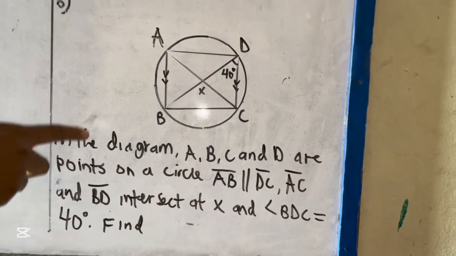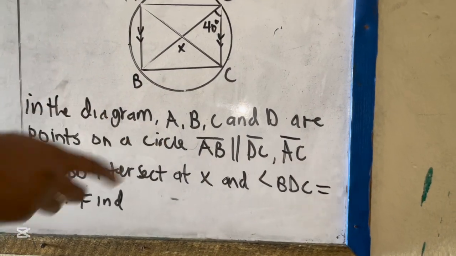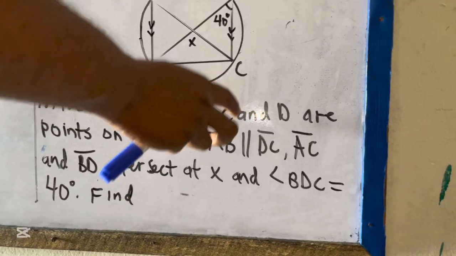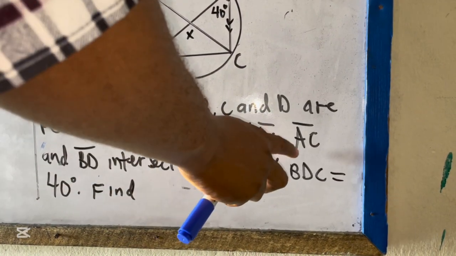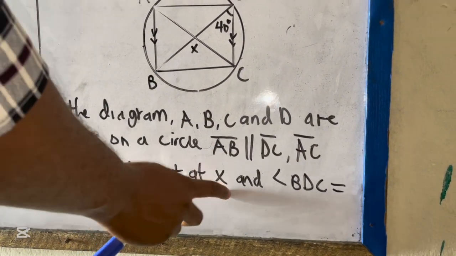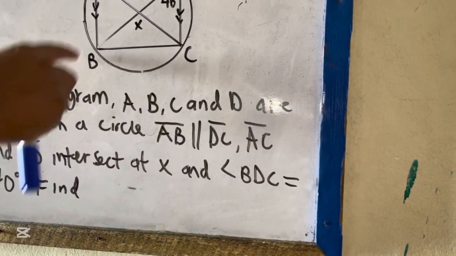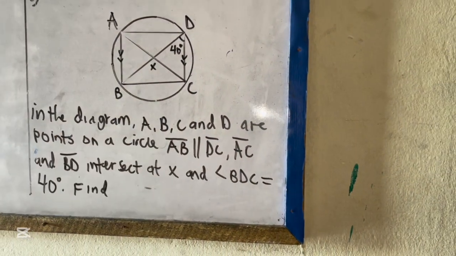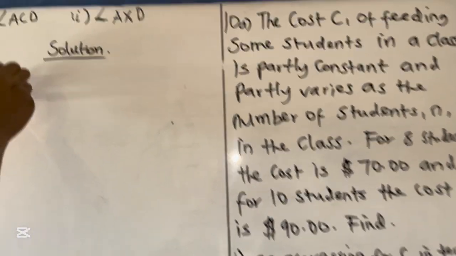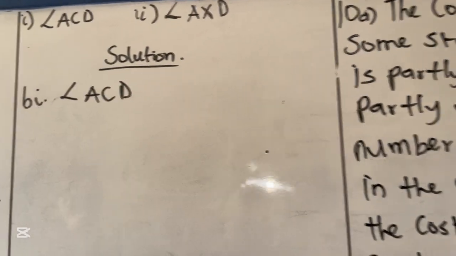Alright, for the second part of the question, in the diagram, A, B, C, and D are points on a circle. Line AB is parallel to DC, as you can see. Now line AC and BD intersect at X, and the angle BDC is equal to 40 degrees. So we have to find angle ACD.